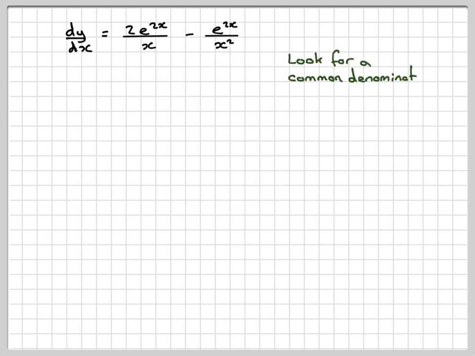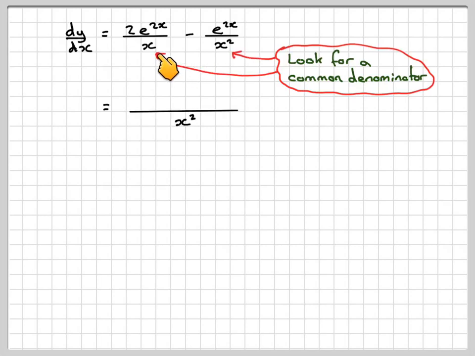So writing that out again. Thing to do now is to look for a common denominator. So we've got x and x squared, so the common denominator is going to be x squared. So that means this x would have to be multiplied by an x, so I need to do it to the numerator, so it becomes 2x e to the 2x minus e to the 2x. We don't have to do anything here because it's already over x squared.